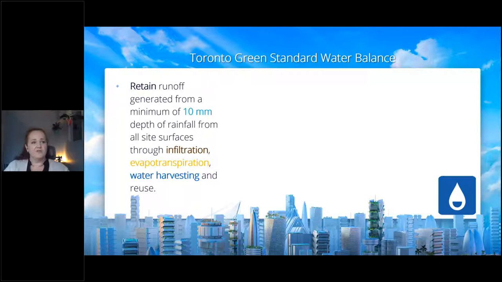So you can see they offer different options. Infiltration is the water going into the soil. Evapotranspiration is the water that we saw coming off the trees. And they're also talking about water harvesting and reuse, which is about water that eventually goes to the sewers, but not directly.